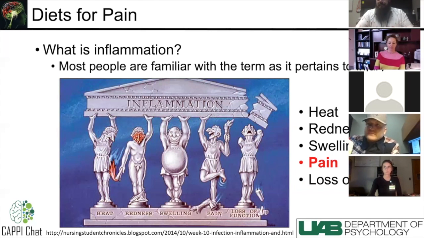Now, loss of function doesn't mean that you'll never use it, but if you have twisted your ankle, you can't use it the way that you used to. And so there is a decrease in the function.